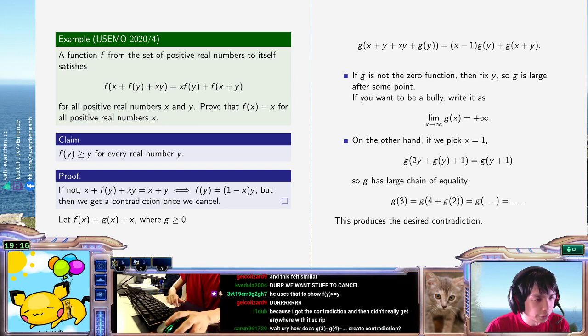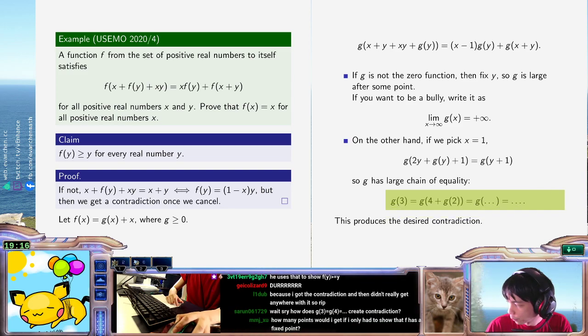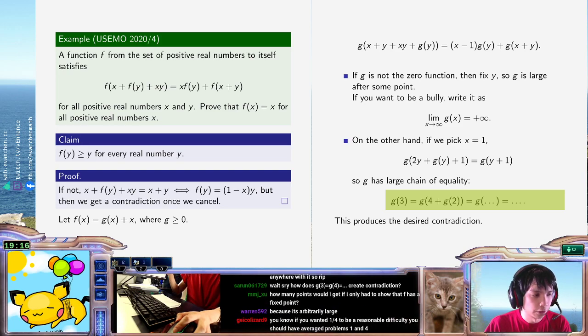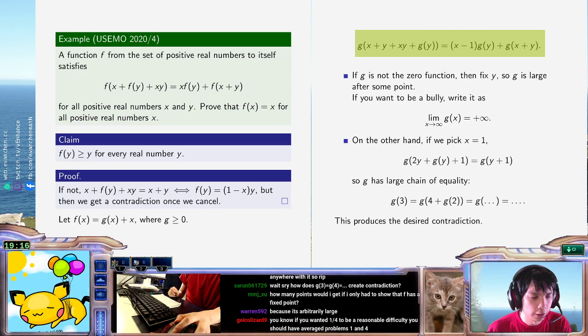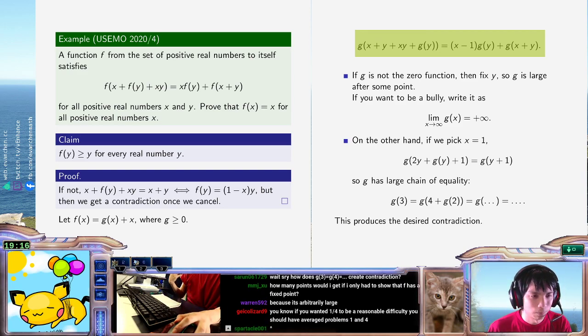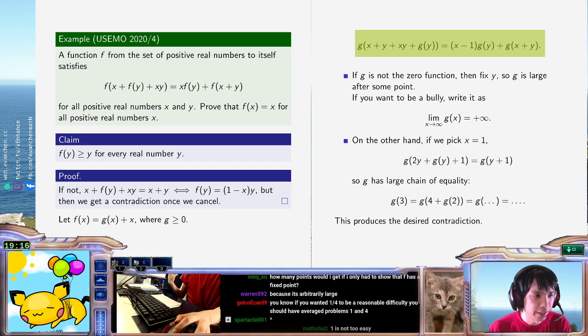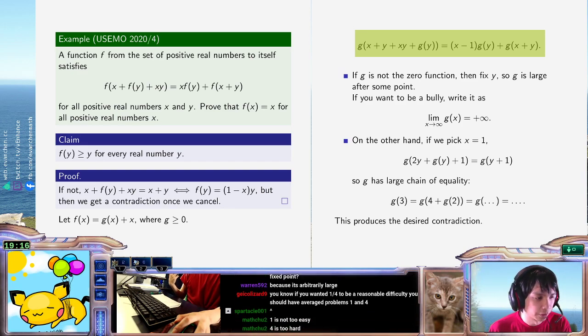How does g of 3 equal g of 4? So this says that g has a bunch of fixed, well, not fixed points is the wrong word. It has g of 3 equal to g of something large, equal to g of something larger, and so on. However, this equation tells you that g grows without bound for fixed y. Like you fix any value of y for which g is non-zero.